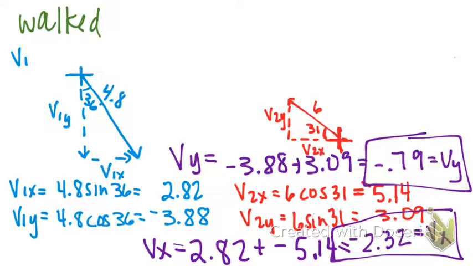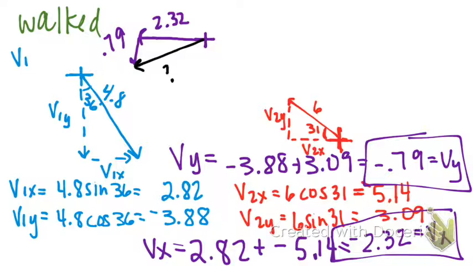It does not matter which direction I go first. All right, I'll go negative 2.32, then negative 0.79, which means my resultant looks like that. And I want to find the hypotenuse and the angle.